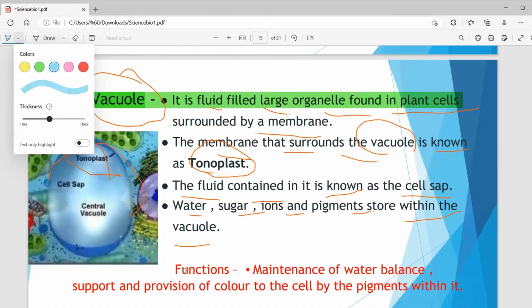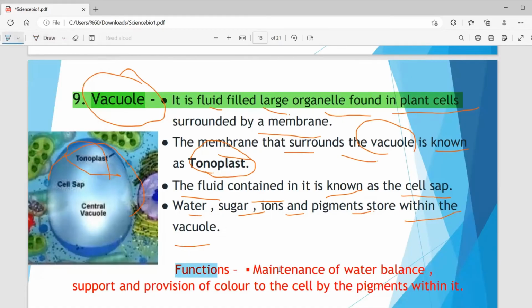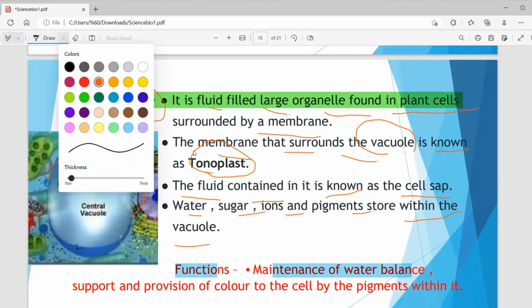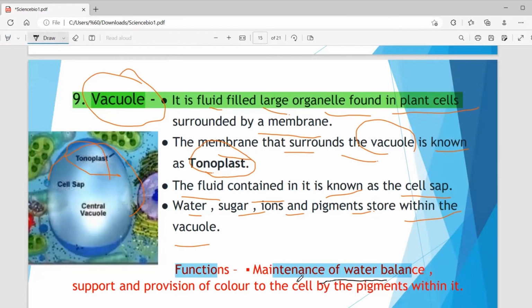The function is to maintain the water balance. That is very important. The vacuole is the main part that maintains the water balance of a cell, and provides support and color to the cell by the pigments. So which part gives the color and support to the cell? It is the vacuole. Sometimes this can be asked in the exams, right?